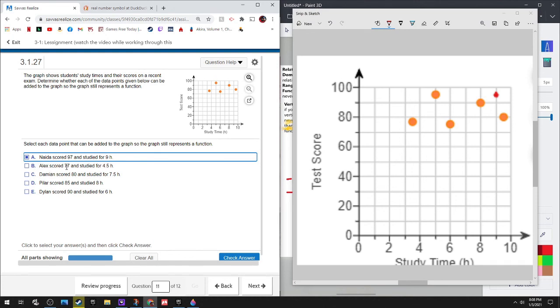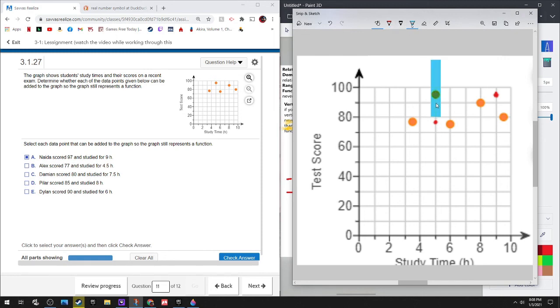Alex scored a 77 and studied 4.5 hours. So that's like here. Oh, wait, look at that. If I draw a vertical line there, that's no good. So we can't add Alex's and have this still be a function. Damien scored an 80 and studied for 7.5 hours. So let's see, 7.5 hours, 7.5 hours.